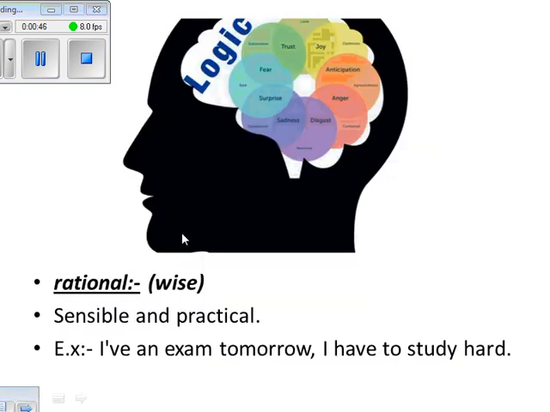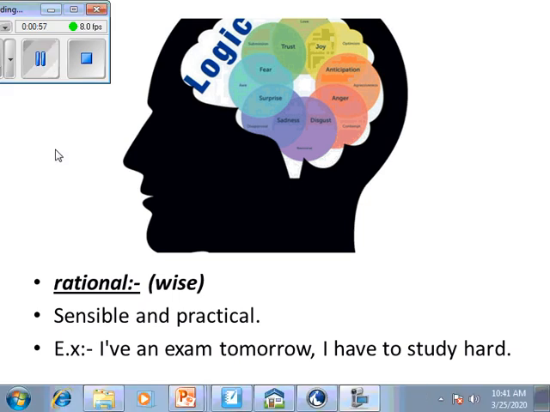Okay. When I say rational, what is the meaning of rational? Rational means wise or sensible and practical. For example, when I say I have an exam tomorrow, I have to study hard, so now I am rational. What is the meaning of rational? Wise, or a practical or sensible person.